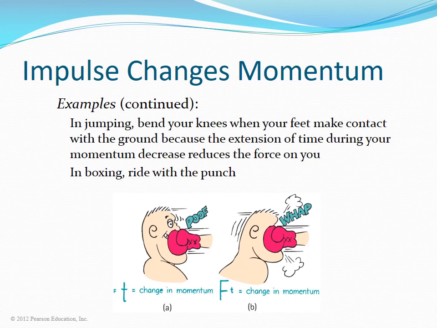In jumping, bend your knees when your feet make contact with the ground because the extension of time during your momentum decrease reduces the forces acting on you. In boxing, ride with the punch. Automobiles have crumple zones and airbags to increase the contact time and decrease the amount of force felt.